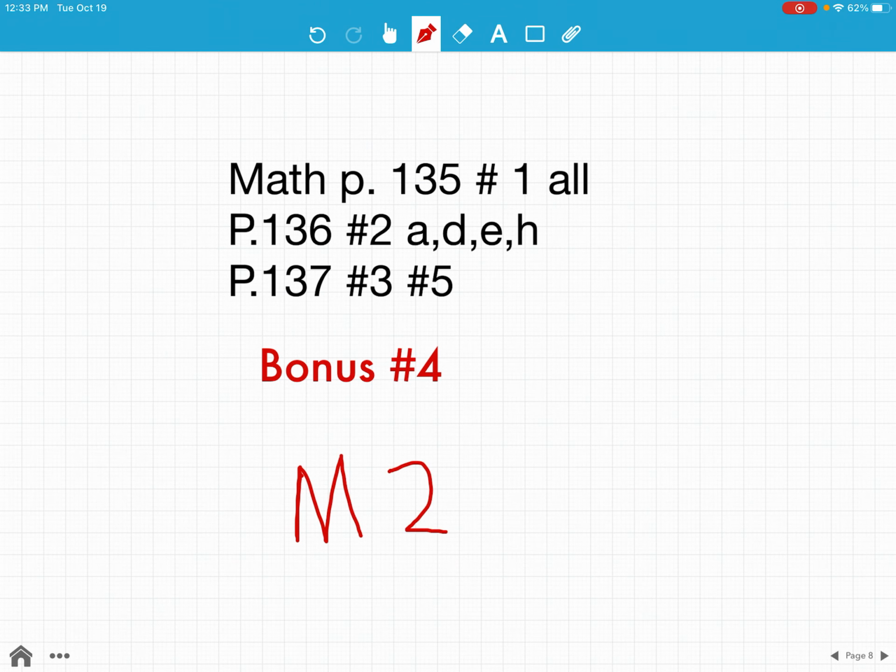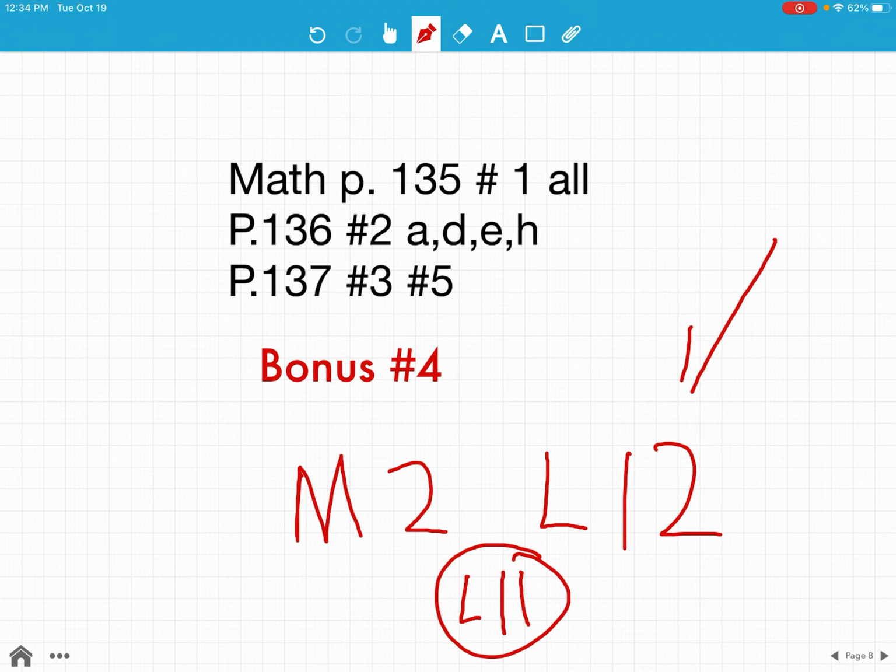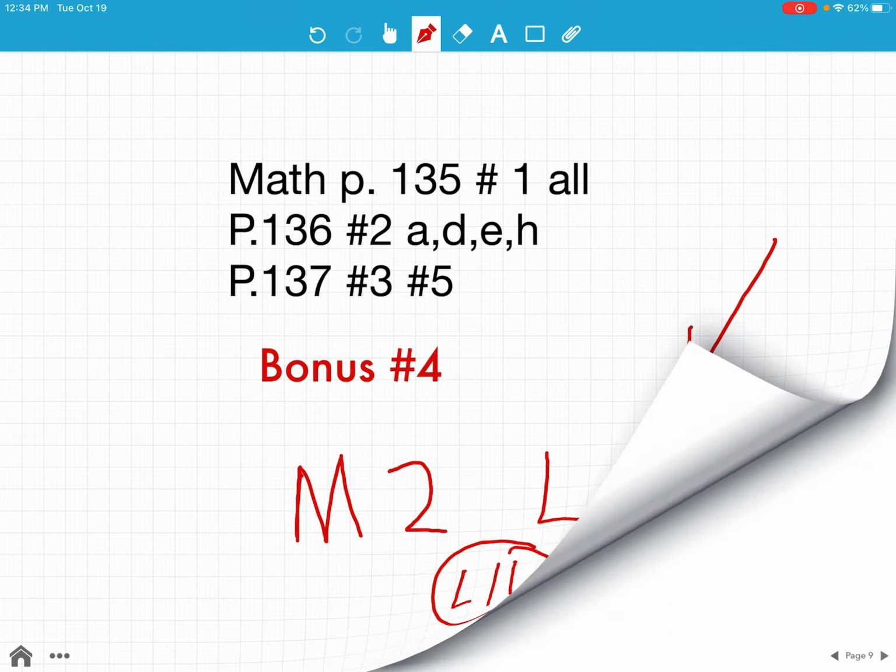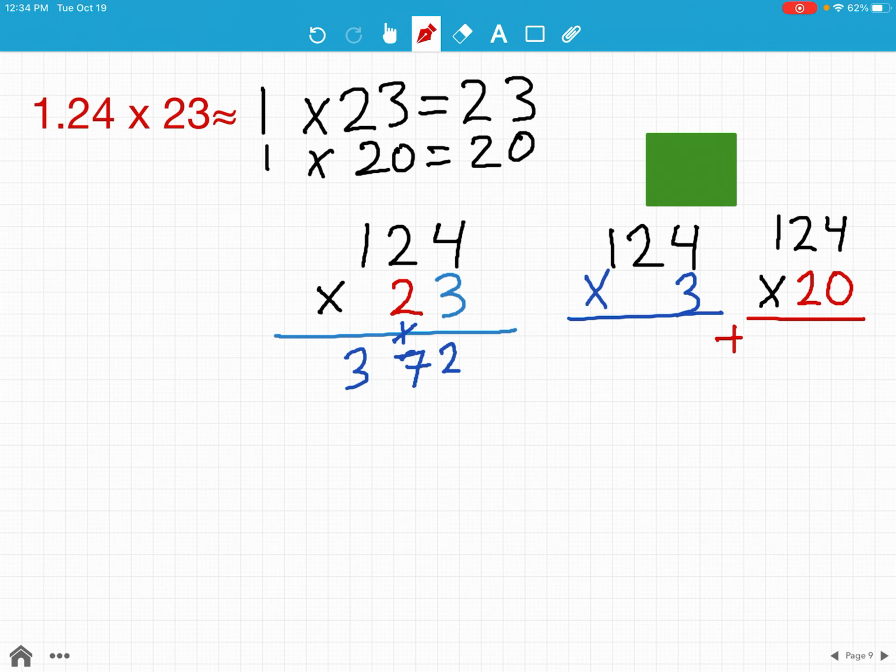All right, this is for Module 2, Lesson 12. Lesson 11 is combined with it, but we're doing Lesson 12. All right, so it's multiplication.